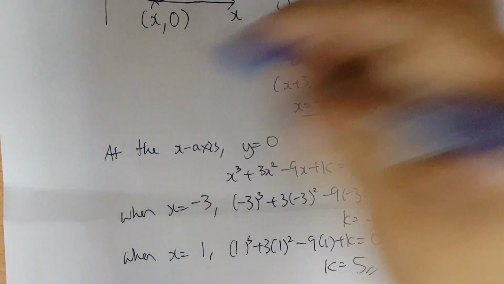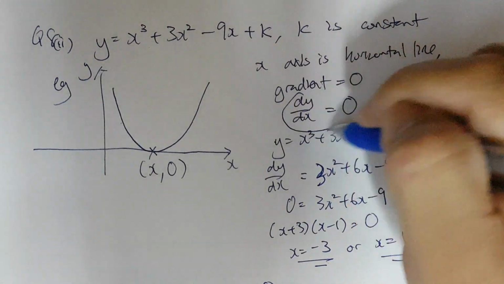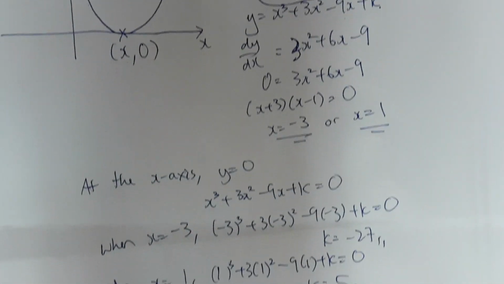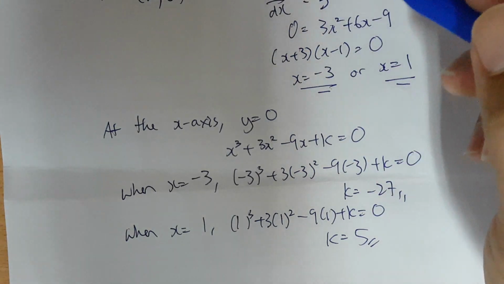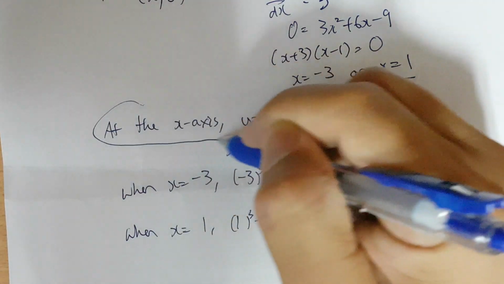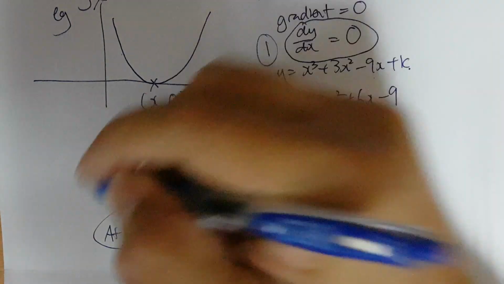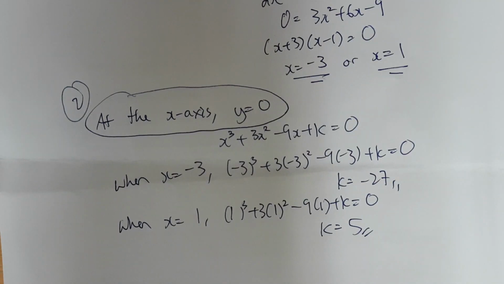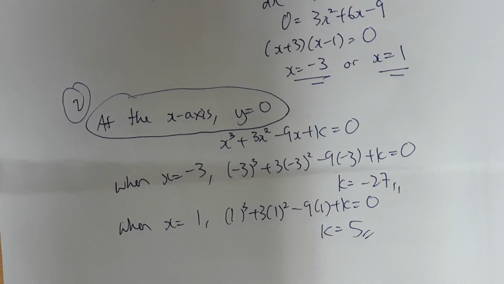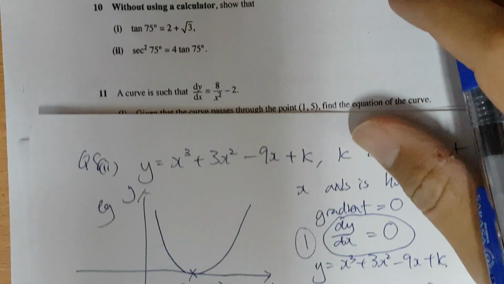And then the most important thing is, dy/dx is equal to 0 because the x-axis is tangent. And at the point where the curve is a tangent to the x-axis, the y is equal to 0. So this is a very important key idea. Okay, so this is 2010 A-Max paper 1.